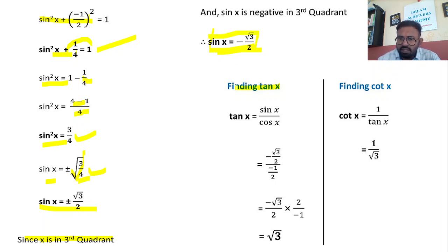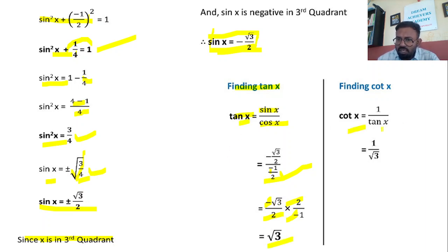How to find tan x? We can use the quotient rule: tan x can be written as sin x by cos x. The sin x value I know is minus root 3 by 2, and cos x they have given is minus 1 by 2. Minus and minus will cancel, it will be positive, root 3 by 2 divided by 1 by 2. I write the reciprocal of minus 1 by 2, taking it to the numerator, it becomes 2 by minus 1. The minus 1 will cancel and the 2 will cancel. My answer for tan x is root 3.